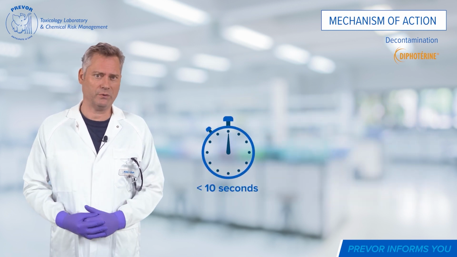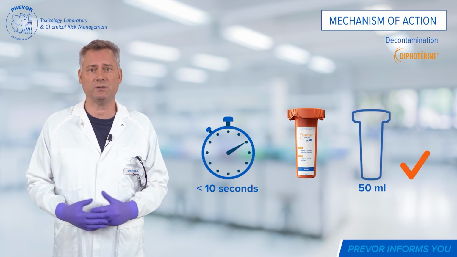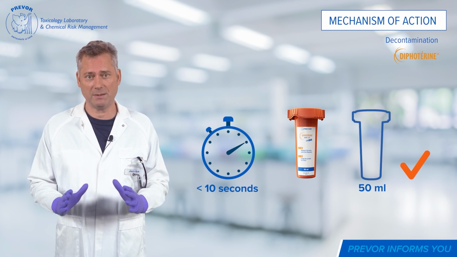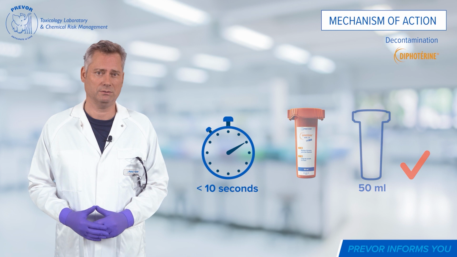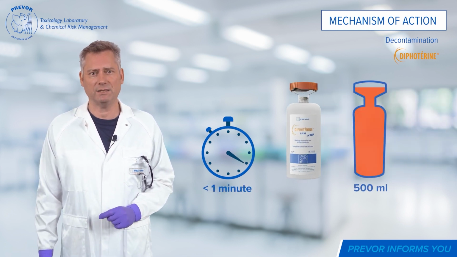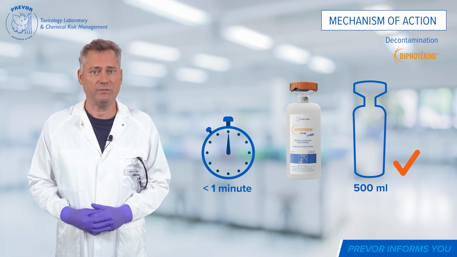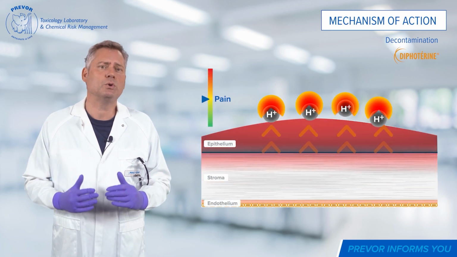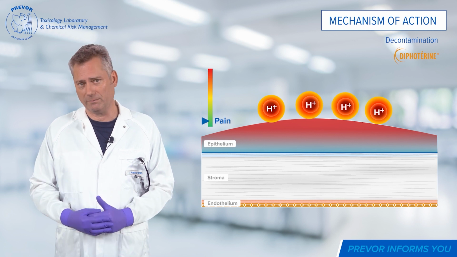If you intervene within the first 10 seconds of the accident, the 50 milliliters of solution is enough to decontaminate the eye. If the chemical has already penetrated deep into the eye, it must be drawn out to stop the destructive action. To achieve this effect within the first minute, 500 milliliters should be used. Higher volumes of the solution will be needed if you exceed this time limit. Thus, Diphoterine permits to drag the chemical to the outside to prevent it from reaching the endothelium.